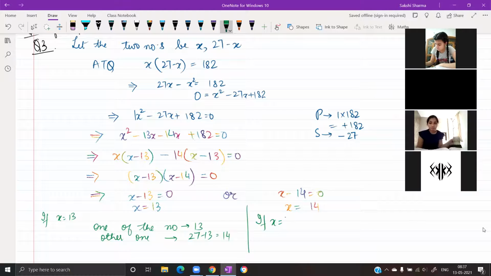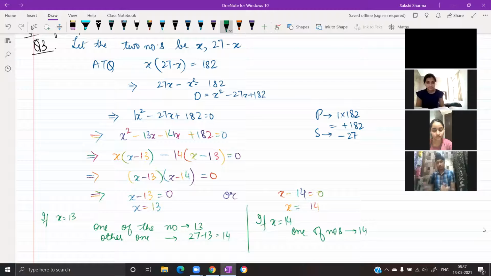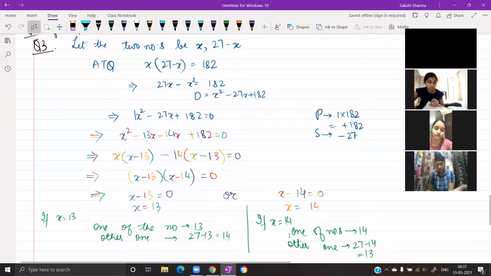Considering the second possibility, if x equals to 14, then one of the numbers will be 14 and the other one will be 27 minus 14 equals to 13. So the pair of numbers they're talking about is 13 and 14. The sum is 27 and the product is 182. Again, I'm insisting on the last step where I have written both answers possible. अगर हम x की पहली वैल्यू लेते हैं तो हमारे आंसर्स क्या आएंगे, अगर हम x की दूसरी वैल्यू लिखते हैं तो हमारे आंसर्स क्या आएंगे.